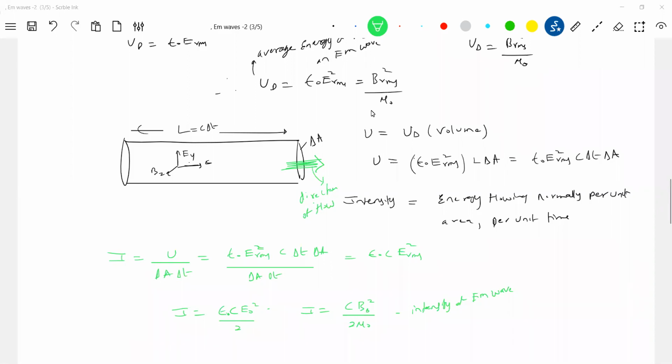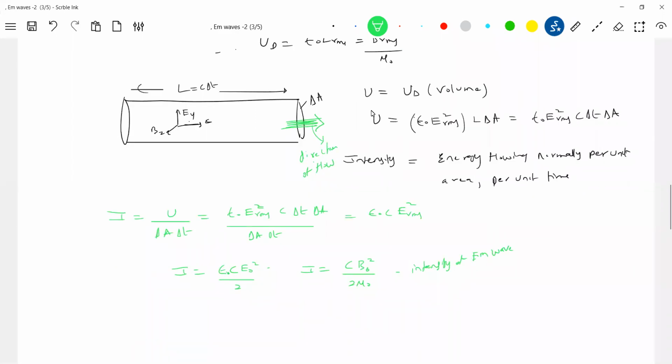Since it's a wave, we don't go for momentum. If it's a photon, we define the momentum. Since we are talking about the wave, we are not bothered about photons, like how many photons. Let's not discuss that, because we are discussing the wave nature of your EM wave.